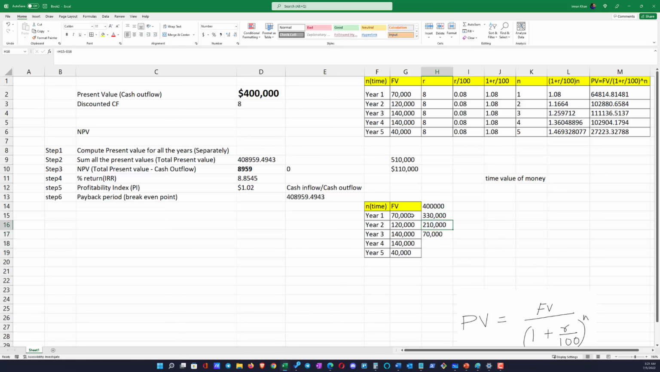So after year one, the amount that we need to recover was $330,000. After year two, the amount that we need to recover was $210,000. In year three, the amount that we still need to recover was $70,000. Okay, but in year four, we are getting $140,000, right? But we just need to know at what point in time we are recovering our entire amount, right?